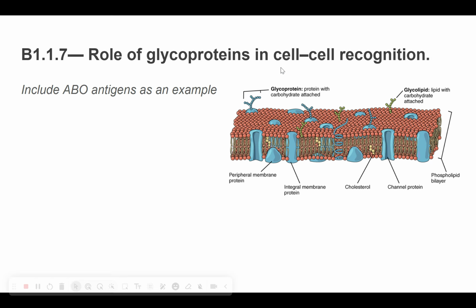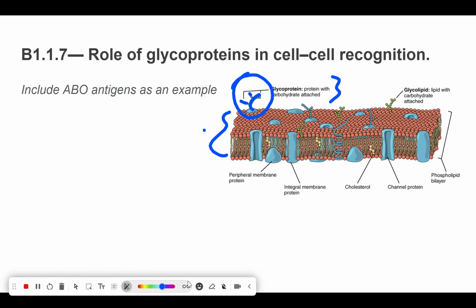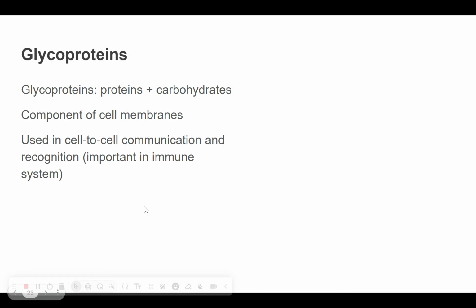All right. Then we'll talk about our last point of information for polysaccharides, which is the role of glycoproteins in cell-cell recognition. And we are going to talk specifically about ABO antigens as an example. So here you can see a picture of a glycoprotein. It's like an integral protein with a little glycogen chain hanging off the top of it, a protein with a carbohydrate attached. And let's go forward one slide, talk about this just a little more.